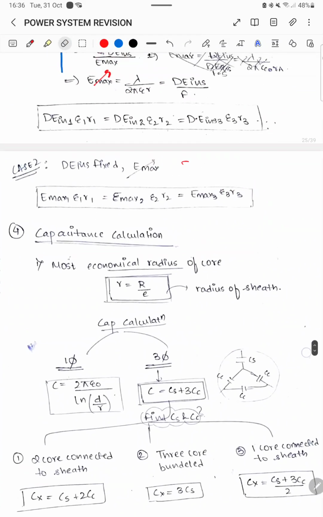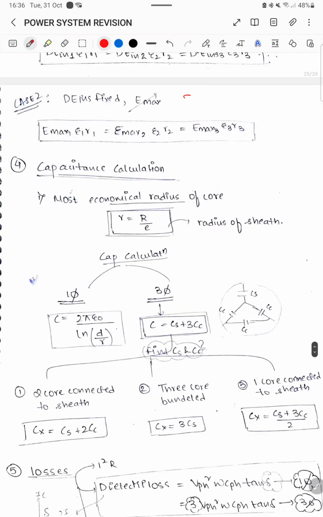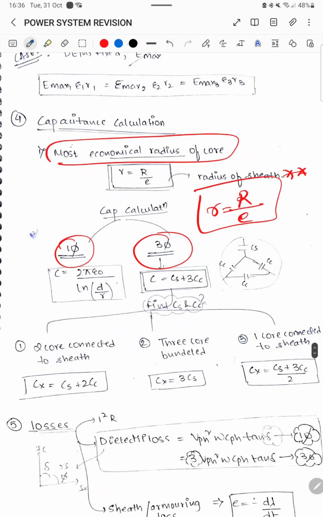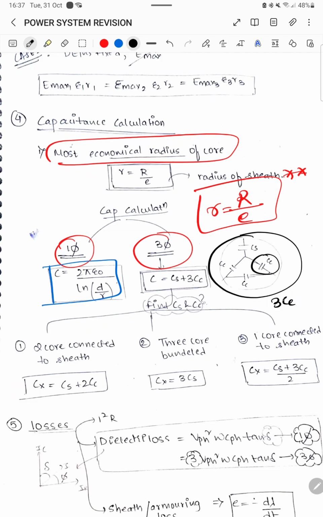Then comes the topic of capacitance calculation. Here come two branches, single phase and three phase. Before that, most economical radius for core. Most economical radius would be R upon E. For single phase capacitance calculation, the formula is pretty simple, 2 pi epsilon naught ln d by r. For three phase, we convert this delta to star, so that will become 3cc and cs. The net capacitance would be cs plus 3cc.